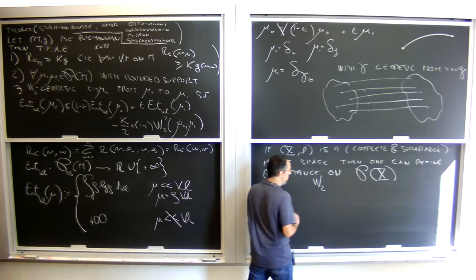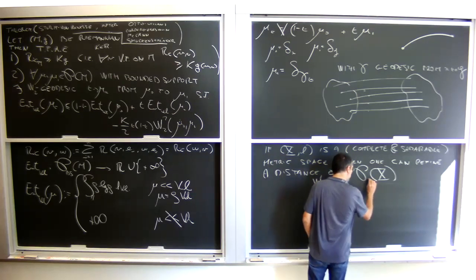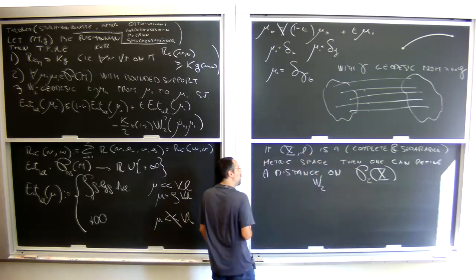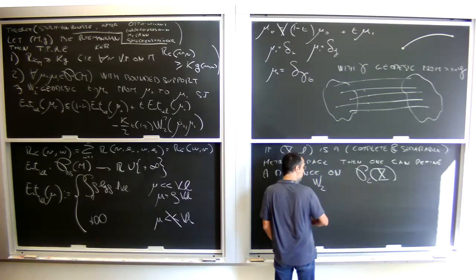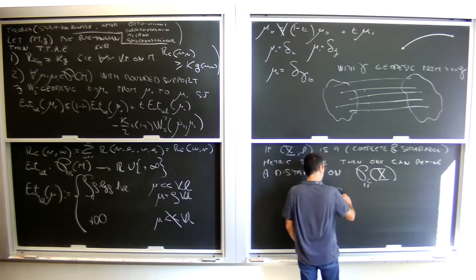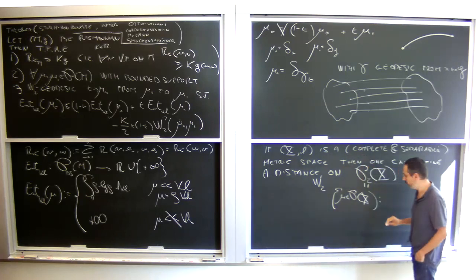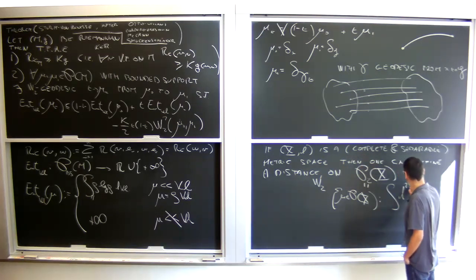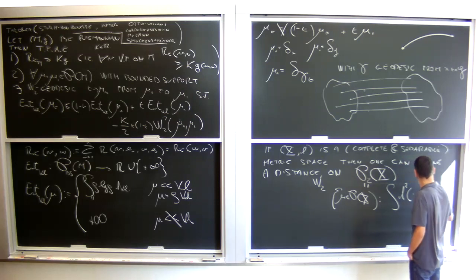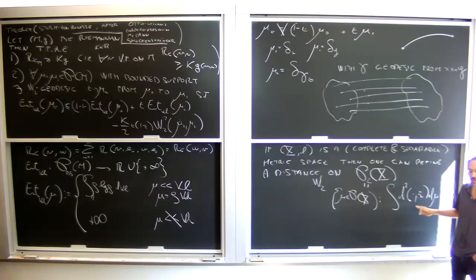So, well, actually, let me put this way. So I should be more precise. What is P2 of X? P2 of X, this is the space of Borel probability measures with finite second moment, so such that the integral of distance squared, dμ, is finite for some x̄. So the finiteness of this integral is independent from the chosen point x̄. Okay. The value, of course, depends on the point, but the fact that this is finite does not.